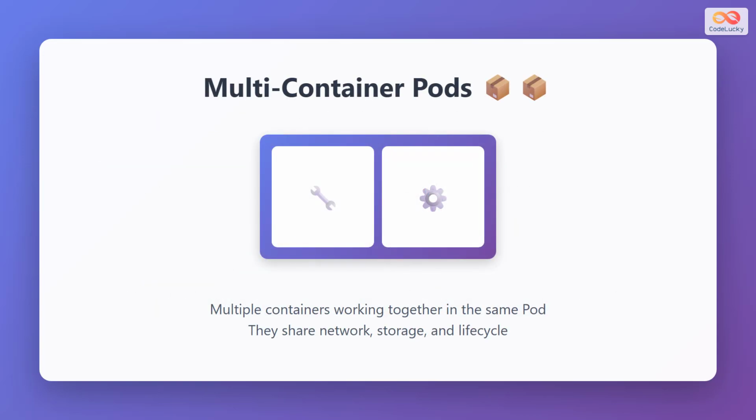Multi-container pods contain two or more containers that work together within the same pod. These containers are tightly coupled and need to share resources like network and storage. Because they share the same network namespace, they can communicate efficiently over localhost. They also share the same lifecycle, meaning they start, stop, and scale together as a single unit. This pattern is used when you need helper containers to extend or support the main application container.